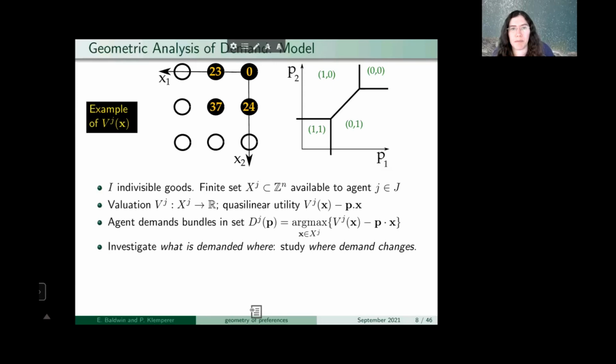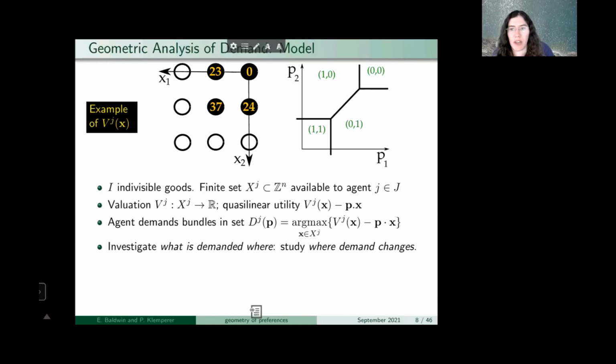So we work in price space and plot a picture of what is demanded where. How do we plot that picture? Well, we think about where demand changes, because of course, when goods are indivisible, we've just got a finite set of bundles that you could demand. For a generic price, if you make a small change, it doesn't make any difference to what you demand. So we have these big open regions in this picture in which demand is just a fixed thing.